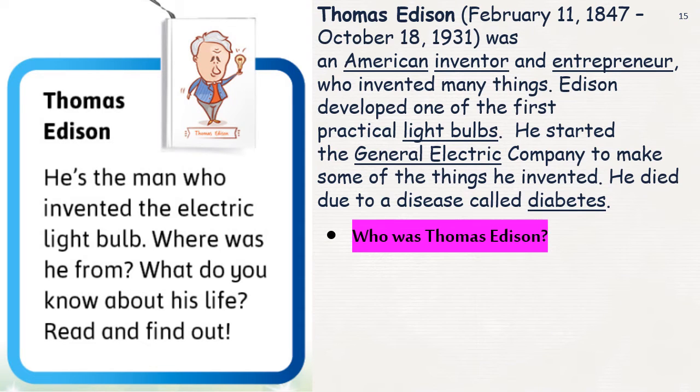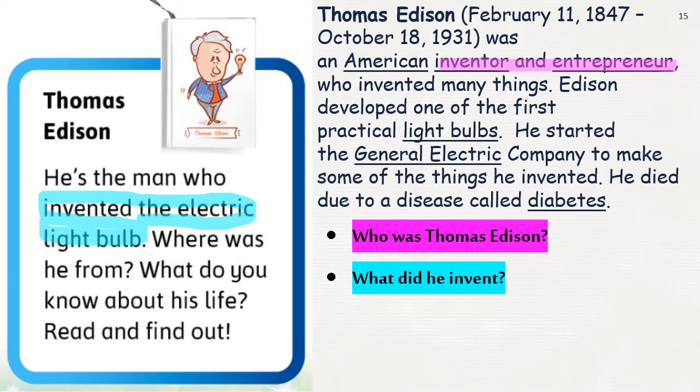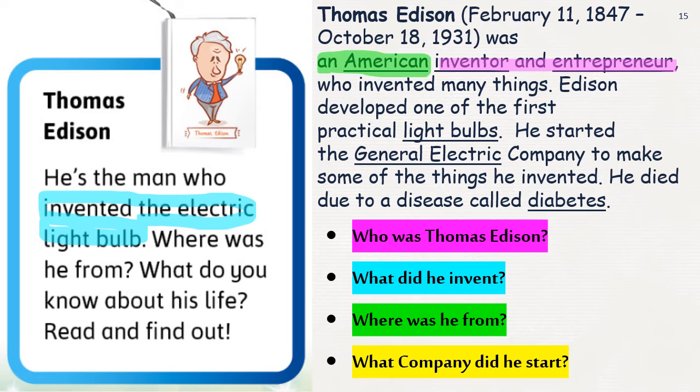Who was Thomas Edison? He was an inventor and entrepreneur. What did he invent? He invented the electric light bulb. Where was he from? He was an American, so he was from America. What company did he start? He started the General Electric Company.